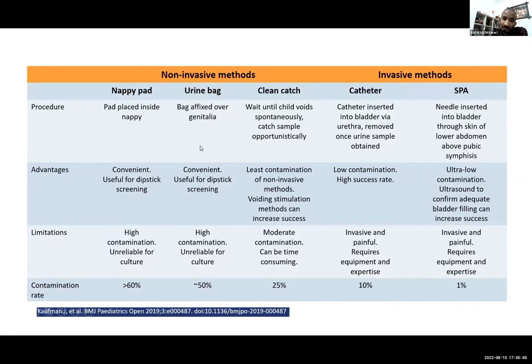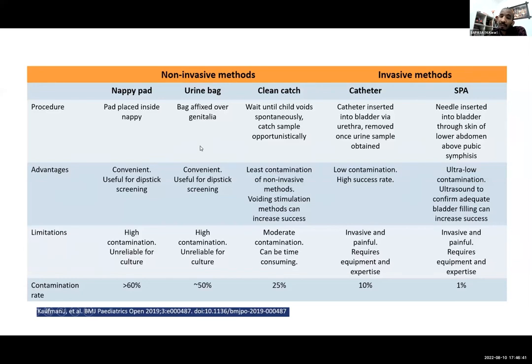Although it is convenient for the parent because he will not have to worry about how he will collect the urine, it will lead to false positive results. One of the important methods is the invasive methods, which are either doing a urinary catheter or suprapubic aspiration. If you look at the contamination rate, suprapubic aspiration and the catheter have less contamination. The suprapubic aspiration contamination rate is 1% or below, and in the catheter, the contamination rate is around 10%. So these are useful methods to avoid contamination.